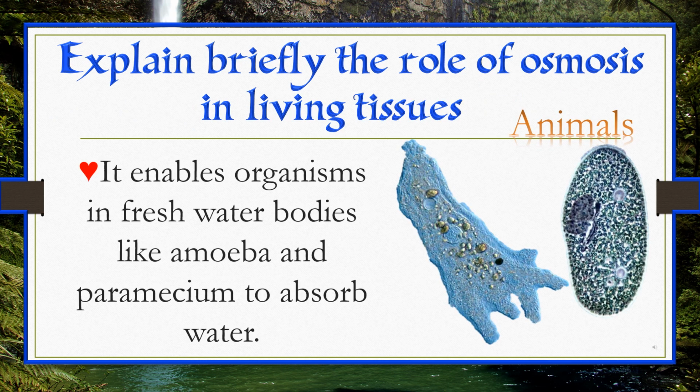In amoebas and paramecia, osmosis enables these organisms that live in freshwater bodies to absorb water. Water will enter into the amoeba and the paramecia by osmosis. So it is osmosis which enables these organisms in freshwater bodies to absorb water.